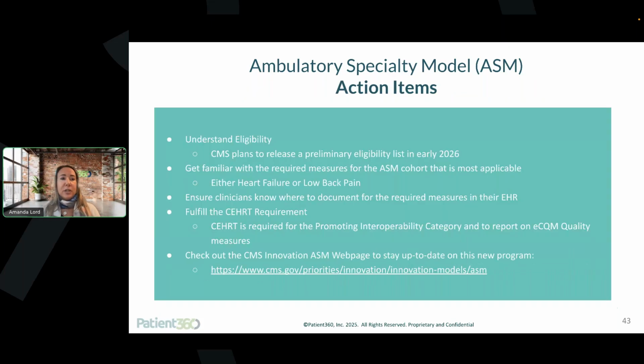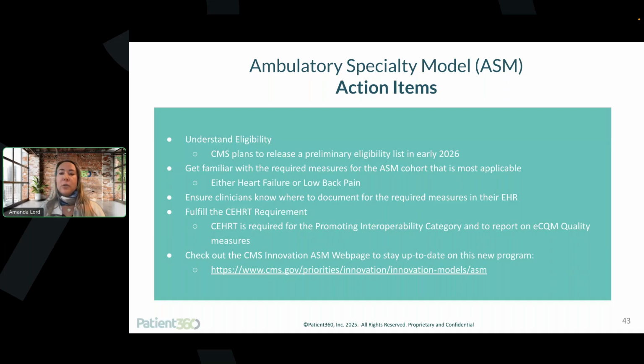Okay, so action items for ASM. What can we do now to prepare? Because they did finalize it. It's coming down the line. We did ask for a delay, but no delays will be had. So you want to be on the lookout for your eligibility. Preliminary lists will be released in early 2026 based on 2024 claims data. The final list is going to be released by July of 2026 based on 2025 claims data.